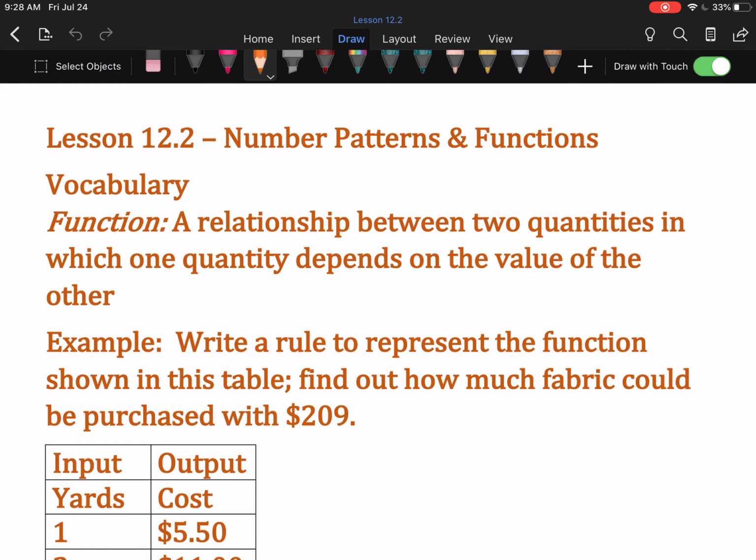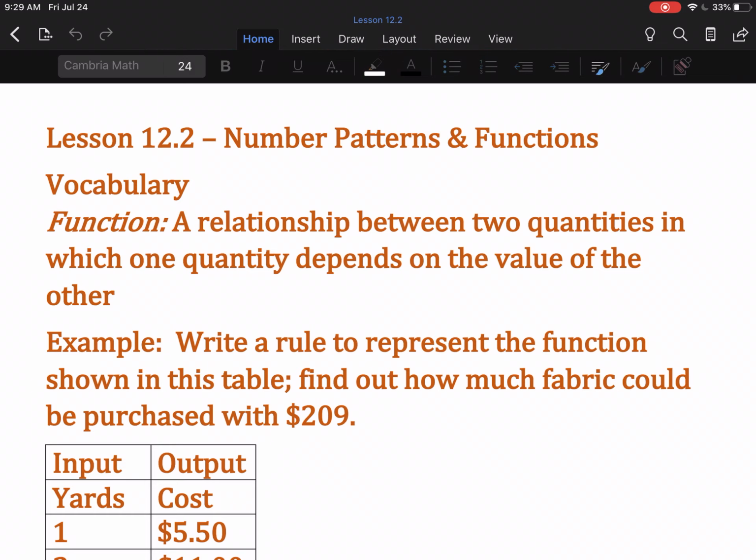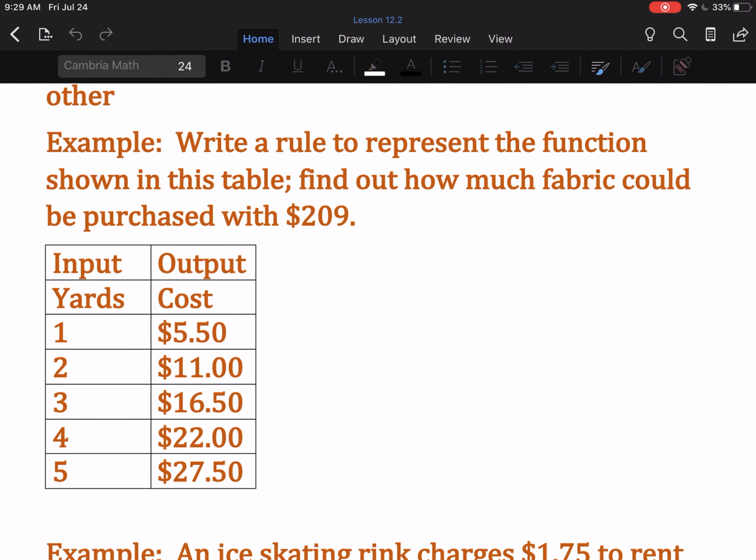Second lesson is titled Number, Patterns, and Functions of Chapter 12. A function is a relationship between two quantities in which one depends on the value of the other. Write a rule to represent the function shown in this table. Find out how much fabric could be purchased with $209.